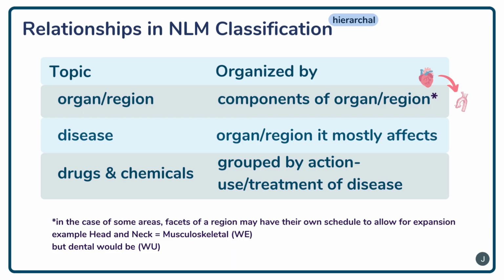NLM classification mirrors the hierarchical structure of the controlled vocabulary it uses. Organs and major regions of the body and bodily systems, like endocrine or musculoskeletal, start off in broader terms, then are subdivided into narrower terms. In the case of some areas, like our head and neck, facets of a region may have their own schedule to allow for expansion. For example, teeth may be found in our head region, but the subject of teeth would be found in the dental schedule. Diseases are grouped by the organ or region it mostly affects, and drugs are grouped by what they treat.